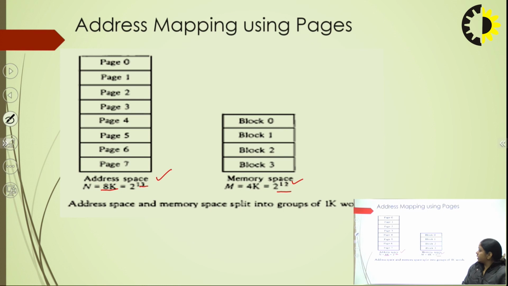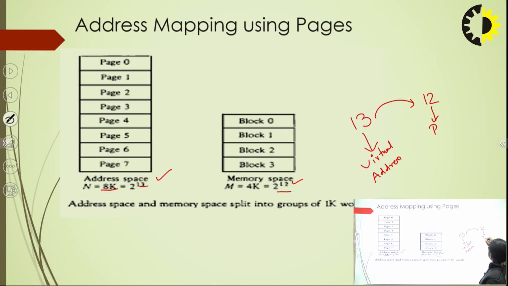Now, we have to convert this 13 bit address into 12 bits. Fine. So, we will use a mapping technique to convert the 13 bit address into 12 bit. This 13 bit address is your virtual address, and this 12 bit address is your physical address. So, the conversion of this virtual address to physical address is known as the virtual memory concept.